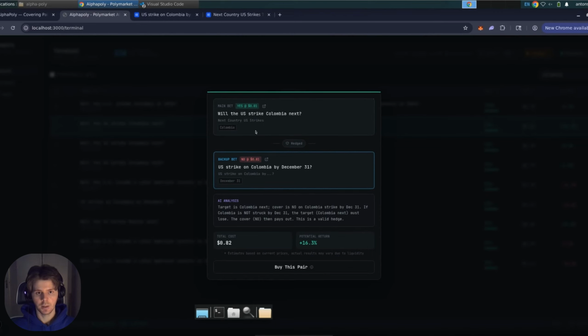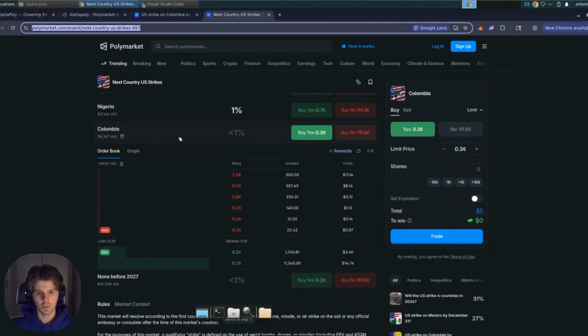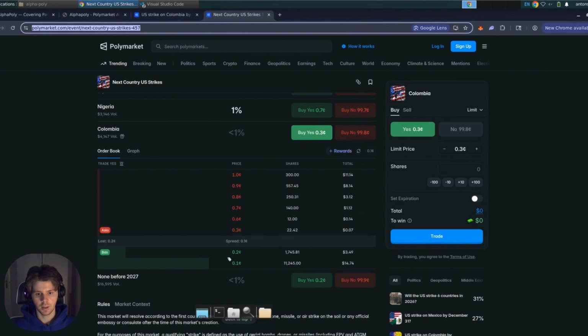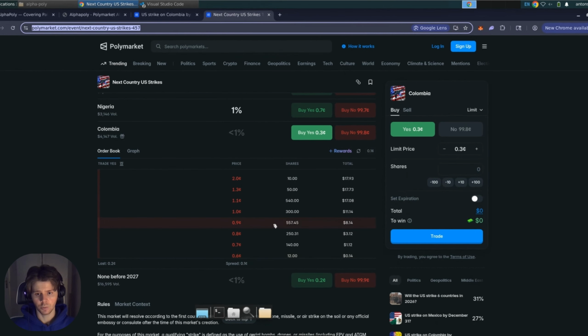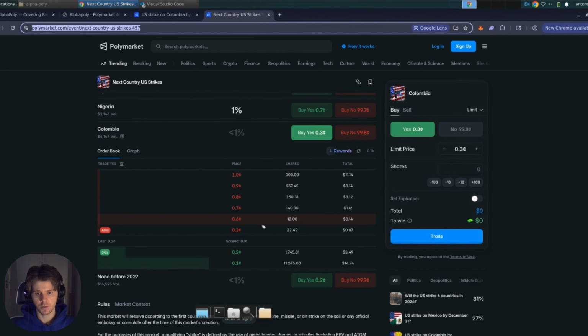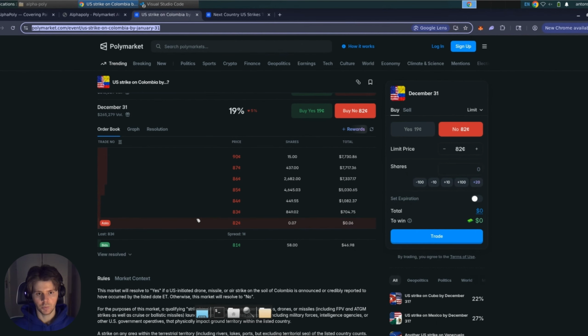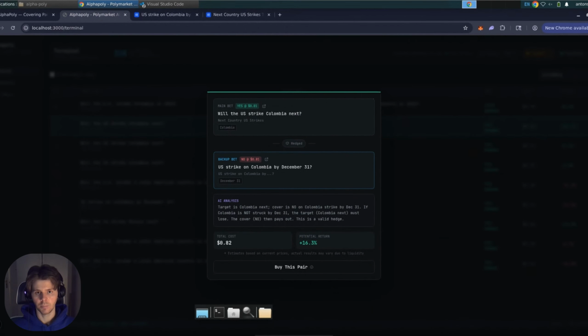So, the event is called next country strikes, and here is the market for Colombia. We see that we can buy yes at 0.3 cents. Liquidity is thin, so the actual price depends on how much funds you want to use, but still it gives us some difference between those two markets. Here we have 82 cents for the no outcome and a bit more liquidity. So anyway, it seems that we can enter this position and make potential profits.